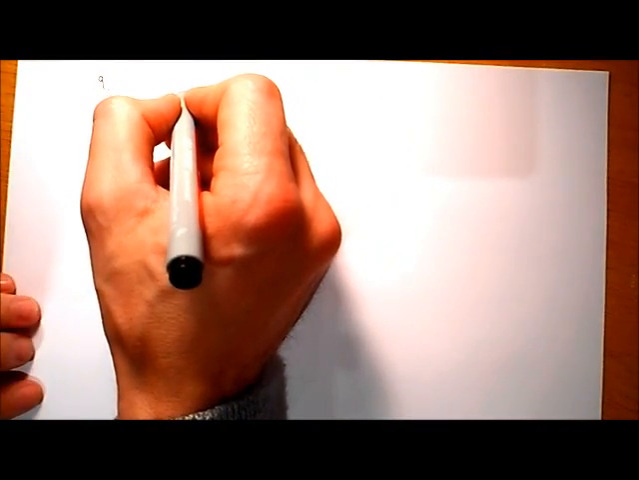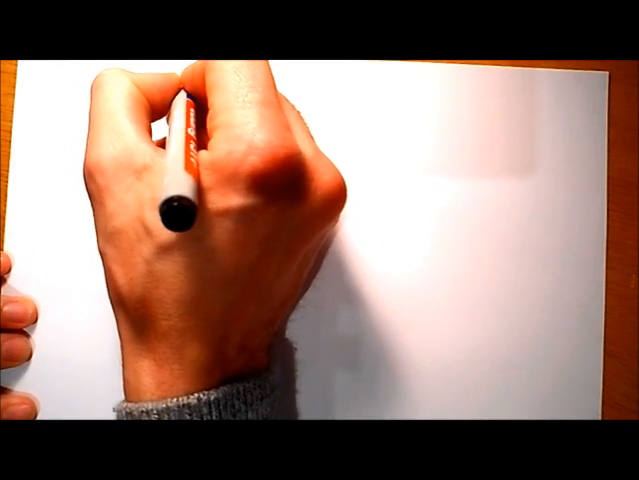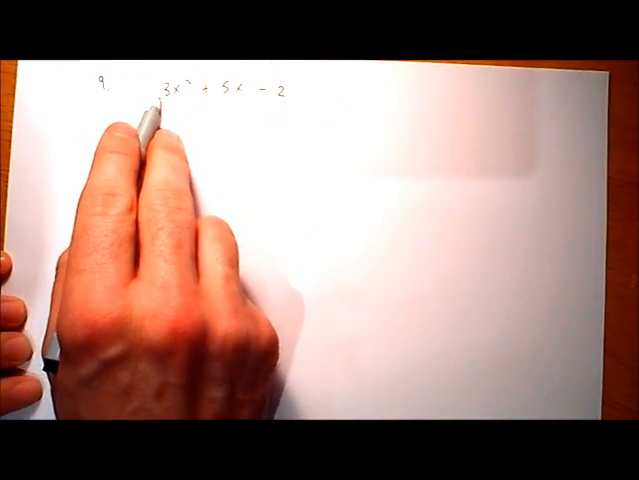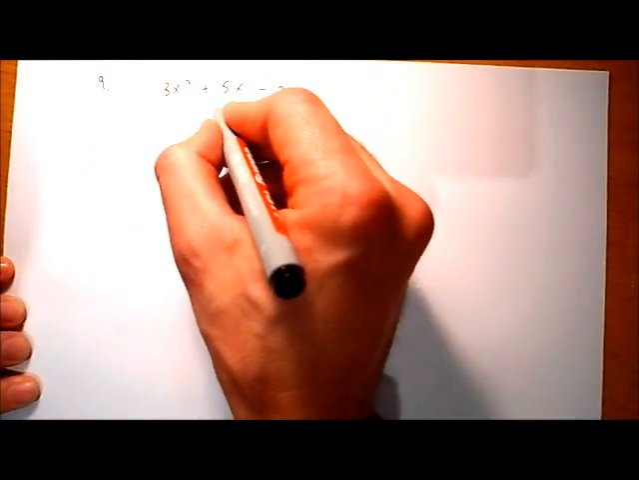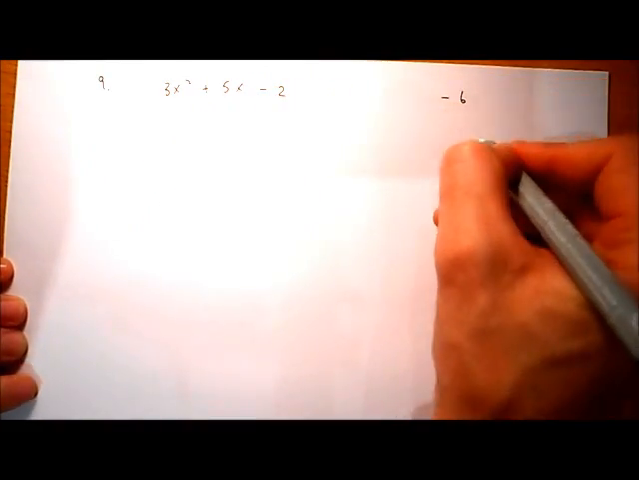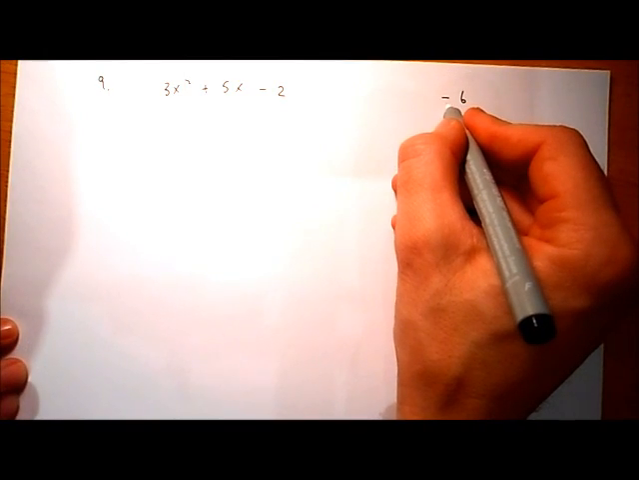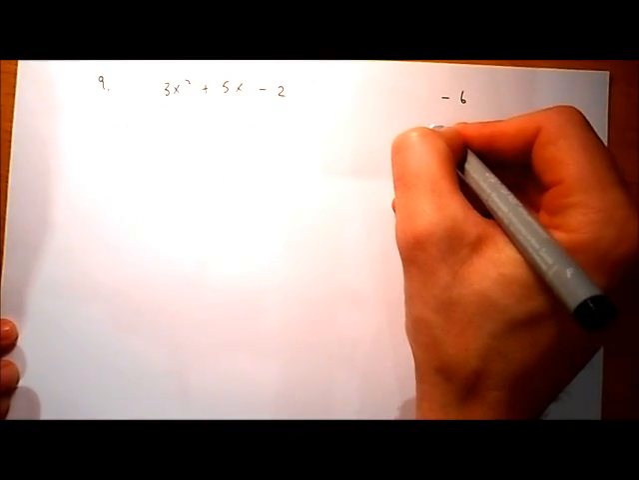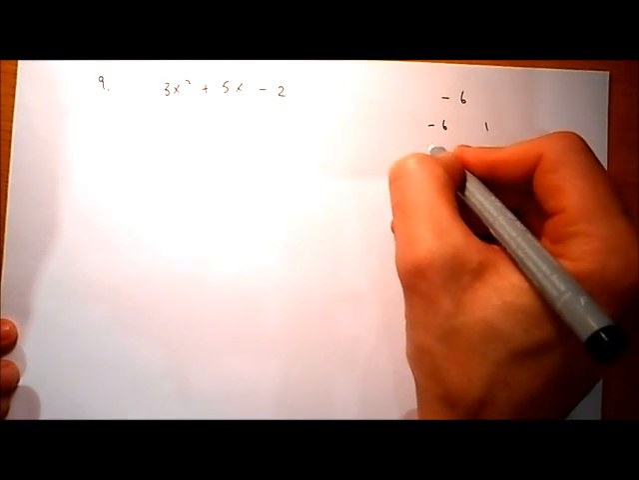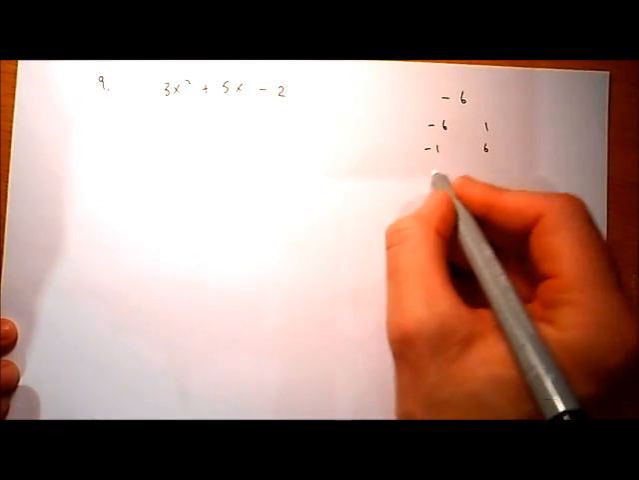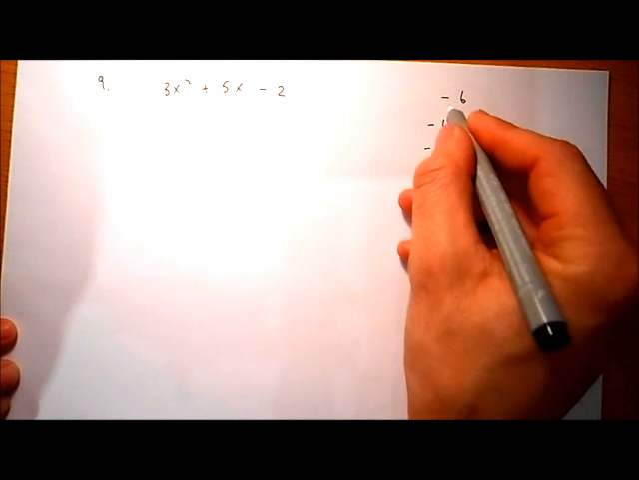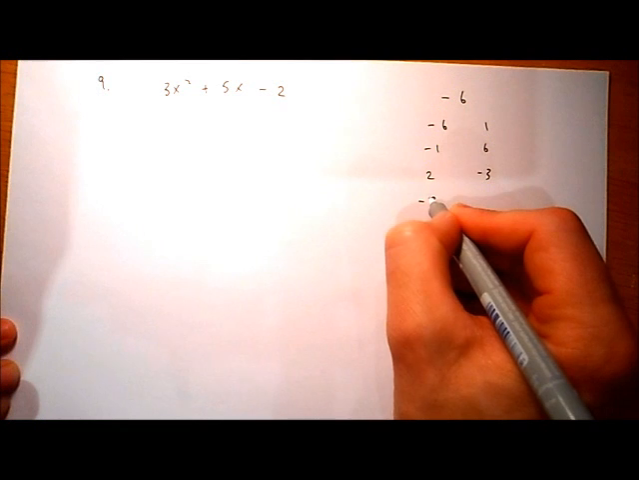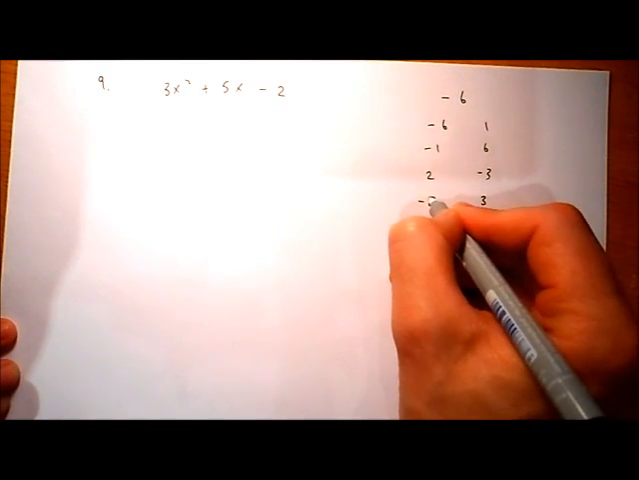So what have we got? 3x squared plus 5x minus 2. So a is 3, c is minus 2. So a by c, 3 by minus 2 gives minus 6. So let's factorize that. It's a minus number again, so it must be one positive and one negative. So we could have minus 6 and plus 1, or minus 1 and plus 6. Both of them multiply to give minus 6. 2 and minus 3, or minus 2 and plus 3.